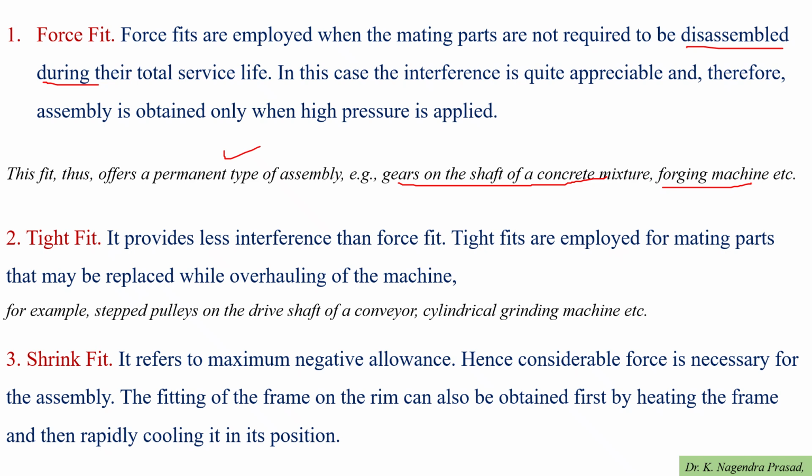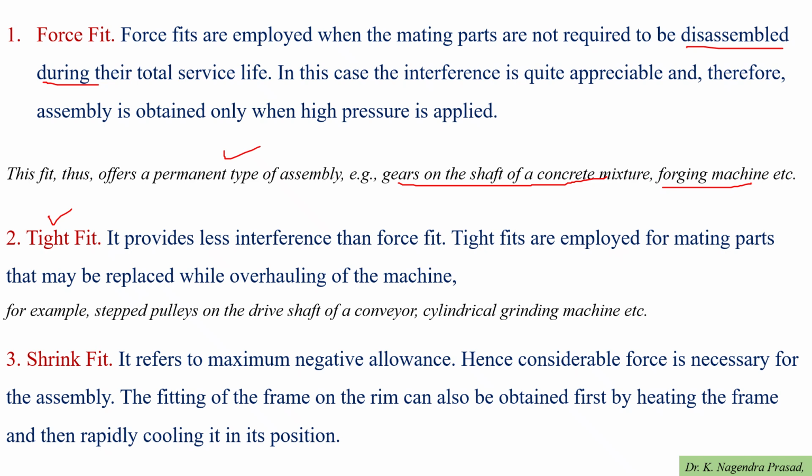Tight fit provides less interference than the force fit. Tight fits are employed for mating parts that may be replaced while overhauling the machine. For example, stepped pulleys on the drive shaft of a conveyor, cylindrical grinding machine, etc. are the examples of the tight fit. So next we have to see the shrink fit.